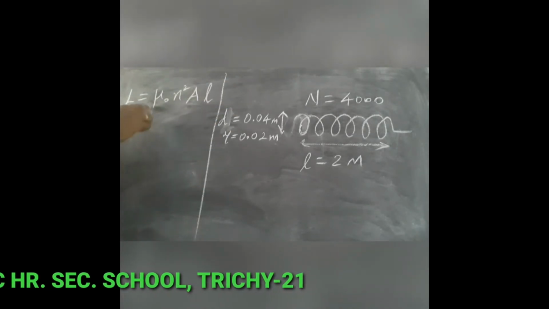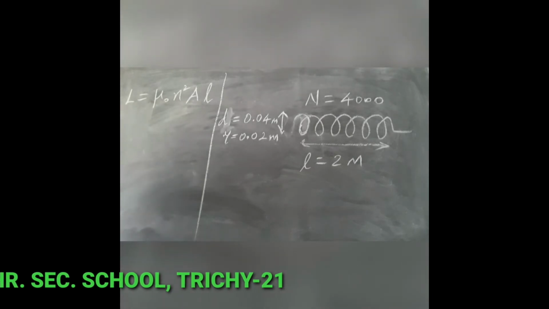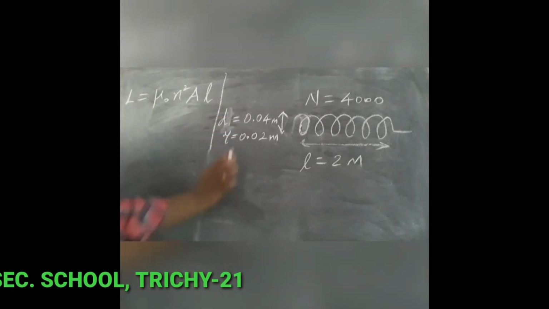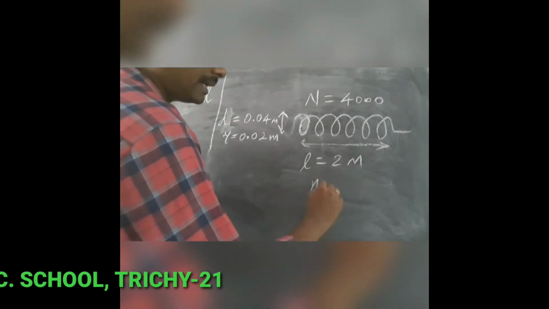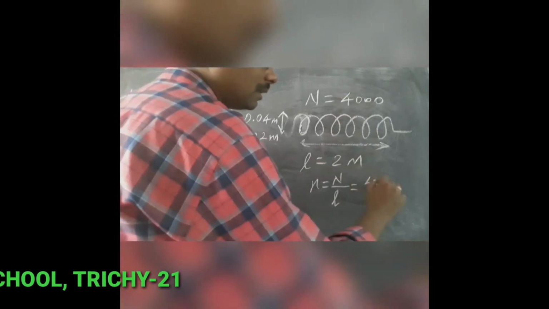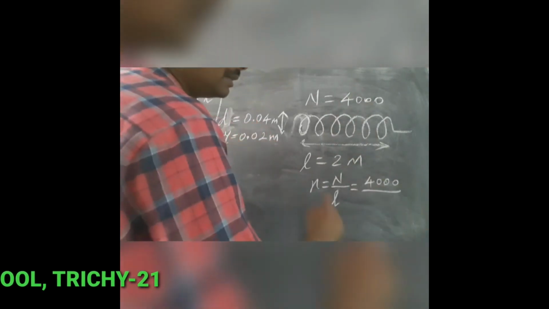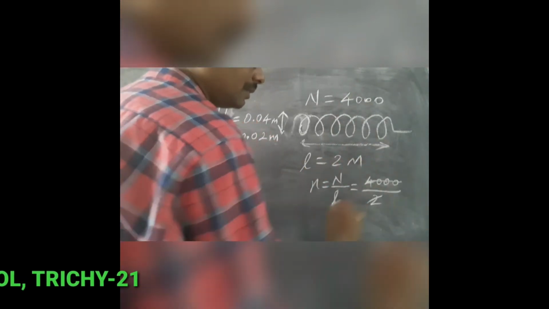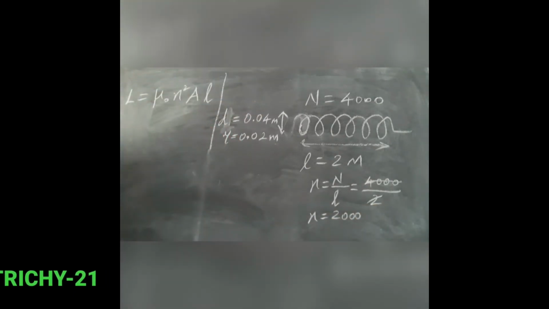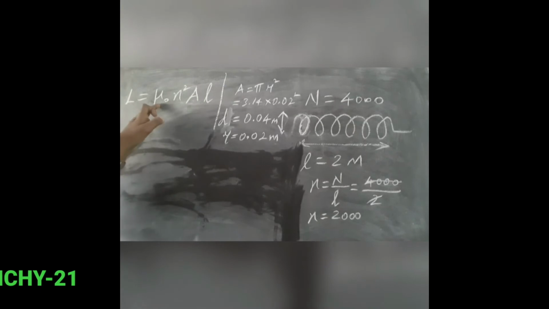So mu naught is a constant value that can be substituted. Here small n is the number of turns per unit length. So we have to find separately. Small n is equal to capital N by L. Total number of turns 4000 divided by total length 2. So small n is equal to 2000 turns per meter. So mu naught is 4 pi into 10 to the power of minus 7. That is a constant value.